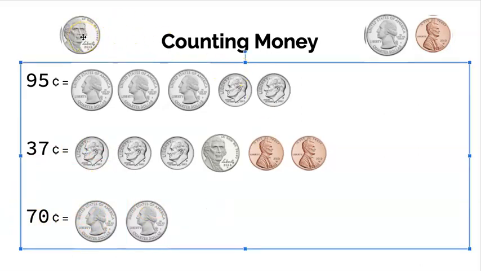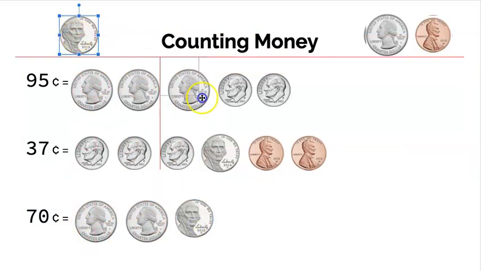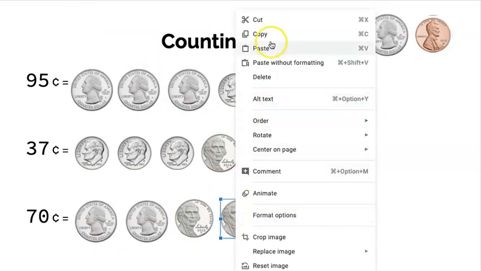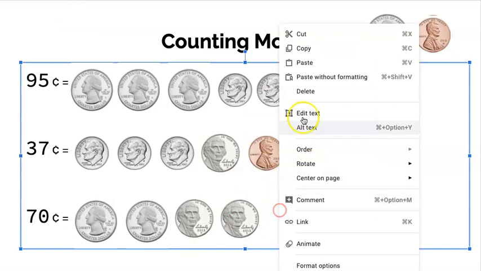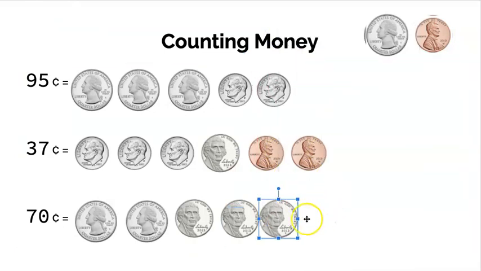Let's use some nickels because we're out. If we're out of dimes, we can still use some nickels. All right, 25, 50, 55, 60, 65. So if I have 65, we need to get to 70.